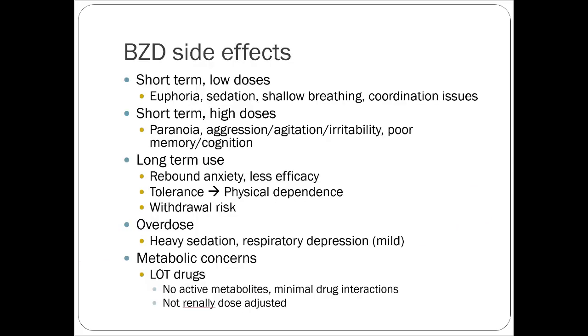Okay, so we talked about side effects. Short-term, low doses: sedation, maybe coordination issues, euphoria. Those just come with the nature of what you're trying to treat and what you're using. High doses, if you got a mild overdose on a benzodiazepine, you're going to be looking at some more aggressive symptoms, so paranoia, aggression.